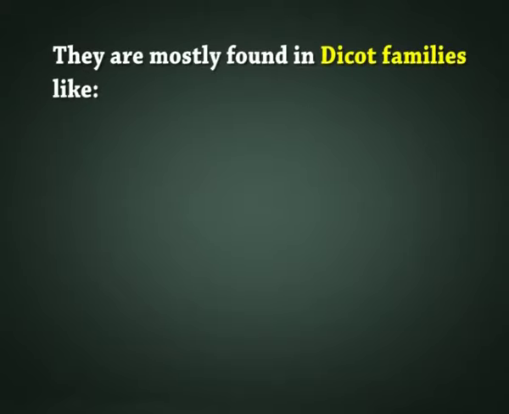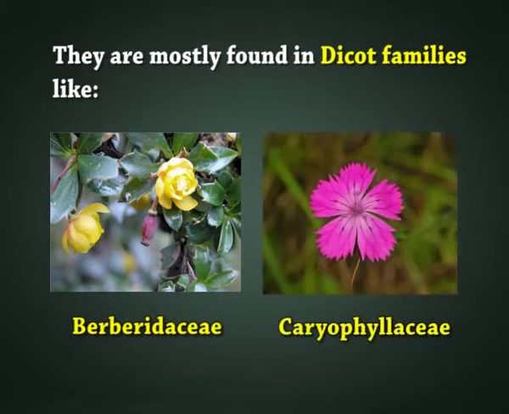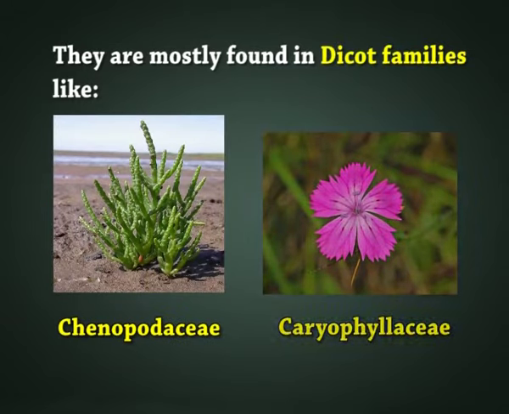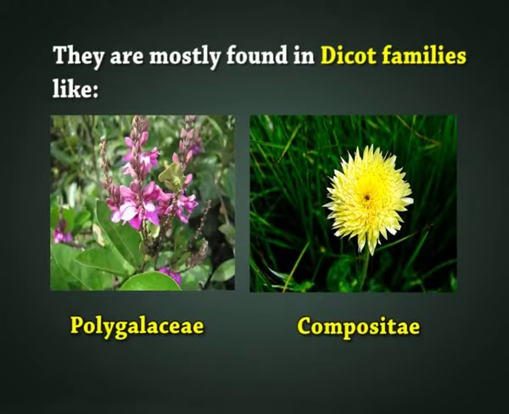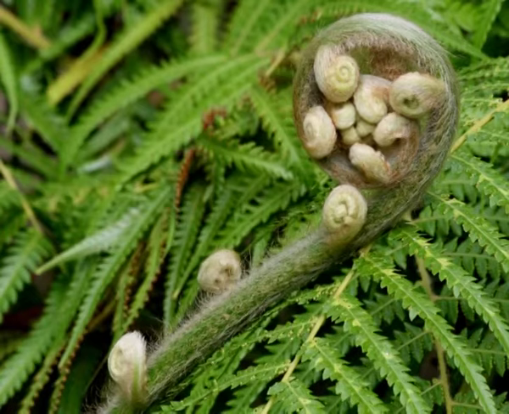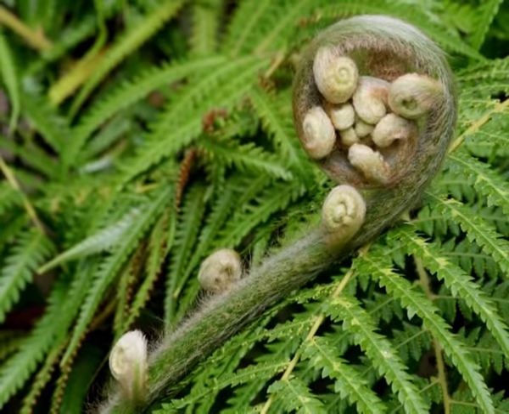Triterpenoidal saponins also differ in their distribution pattern from steroidal aglycons. They are mostly found in the dicot families like Berberidaceae, Caryophyllaceae, Chenopodiaceae, Compositae, Polygalaceae, to name a few. Some are even found in marine animals and some also are found in pteridophytes.